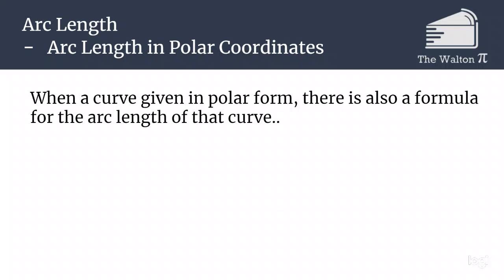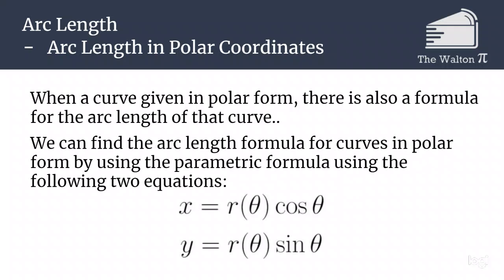Now, there's one other coordinate system that there's an arc length formula for that I'm going to cover in this video, and that is polar coordinates. So when we are given the curve in polar form, there's also going to be a formula for the arc length of that curve. We can find the arc length for the curves by writing them as parametric equations in terms of theta. So x is going to be r of theta times cosine theta, because the radius might change. So that means that r is going to have to be some function of theta, and then y is going to be r of theta times sine of theta.